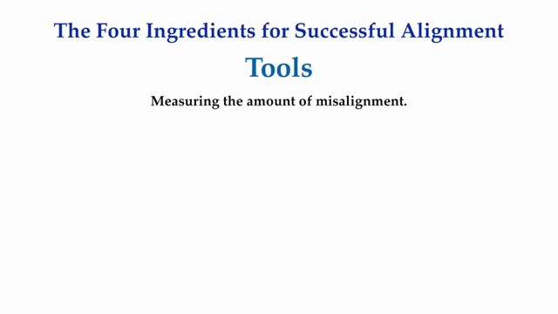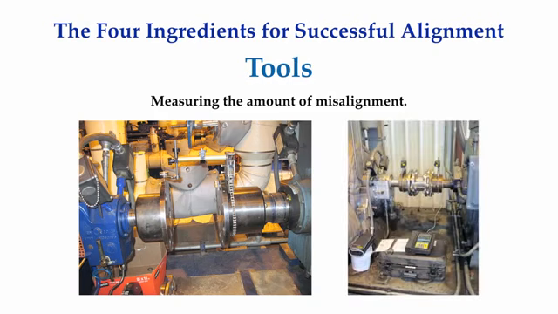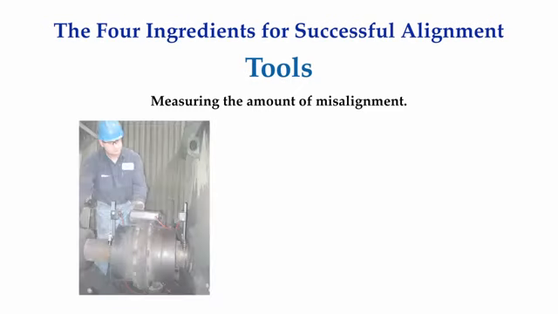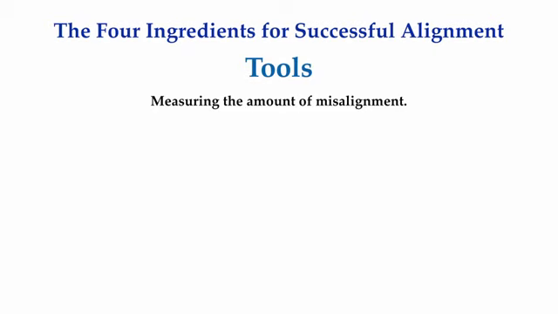When you hear about alignment tools, usually the first thing that comes to mind are alignment measuring tools like dial indicators and laser detector systems. Indeed, these devices are critical, but dial indicators or lasers have never actually aligned any piece of machinery. All they do is measure the amount of misalignment.